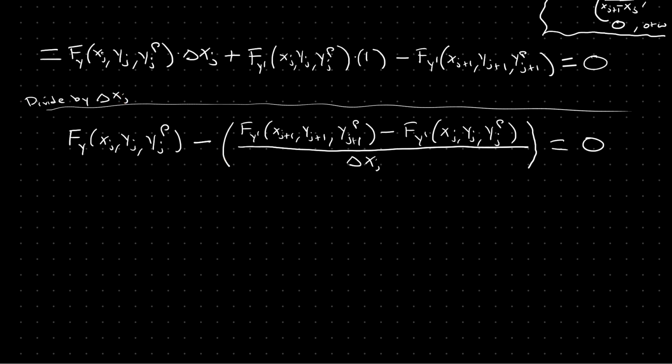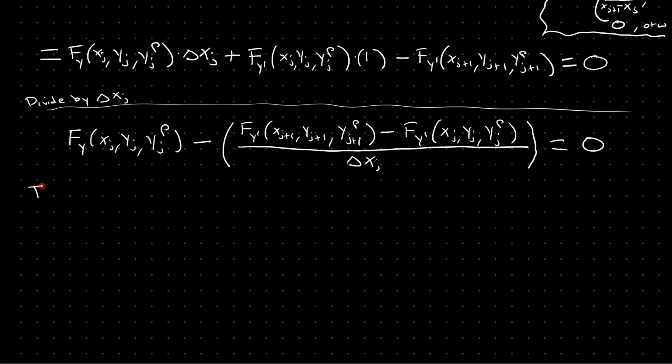And at this point, we could go through and try to do a numerical solution using some nonlinear system solver to solve this system for y1 through yn. However, I've written this in this specific way because what I'd like to do is show you what happens when we take the limit.